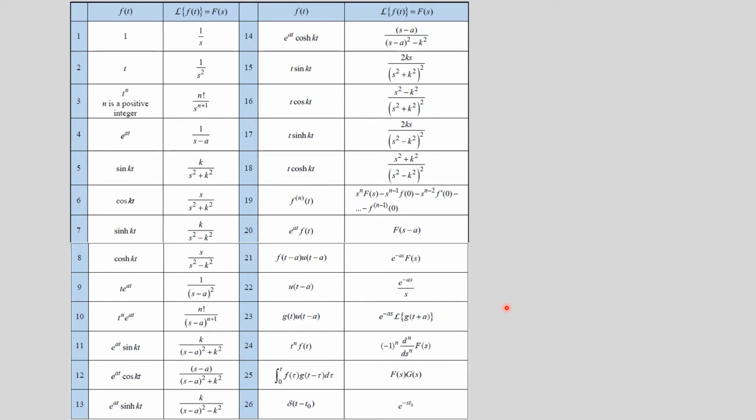In this table of Laplace transforms, you can see the formula that relates to the S translation theorem found at row number 20. So the Laplace transform of e to the power of at f of t is equal to F of s minus a.